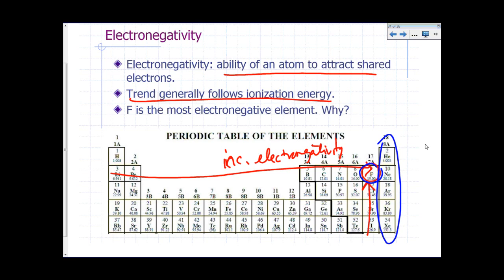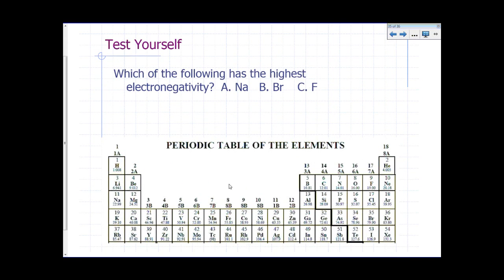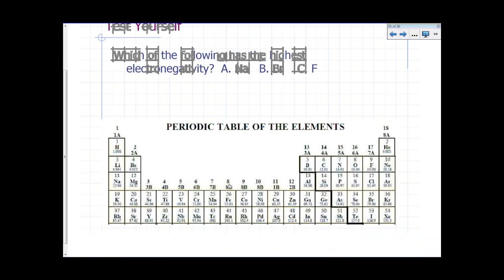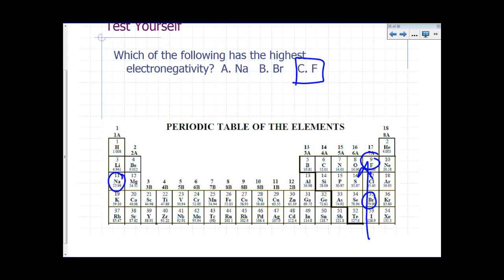If it's hard to remove an electron, that suggests you have an atom that has a strong attraction for its electrons. So if it's sharing electrons with another atom, chances are it's going to attract the electrons more than the other atom would. So which of the following has the highest electronegativity? Sodium, bromine, or fluorine? Here's sodium, here's bromine, and fluorine. Well, we just said fluorine has the highest electronegativity, increasing towards fluorine. So the lowest electronegativity would be down here. Rubidium, cesium, francium would have the lowest electronegativity.